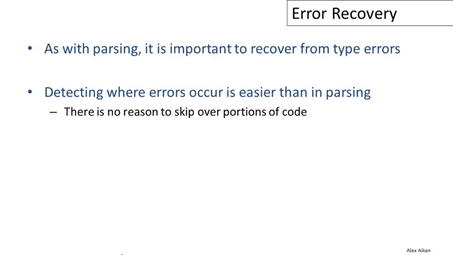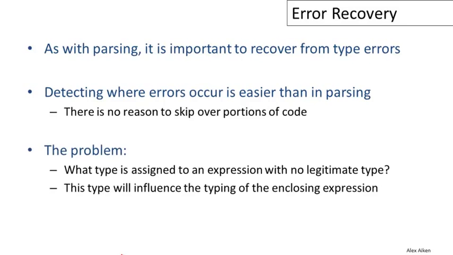And so there's no need to skip over portions of the code as we did in parsing, before we even knew what the structure of the program was. The problem, though, is what type should we assign to an expression that has no legitimate type? The type checker works by structural induction, and it can't just get stuck. So if we find some sub-expression that has no type that we can meaningfully give it, we still have to do something with it so that we can type check all the expressions that surround it.